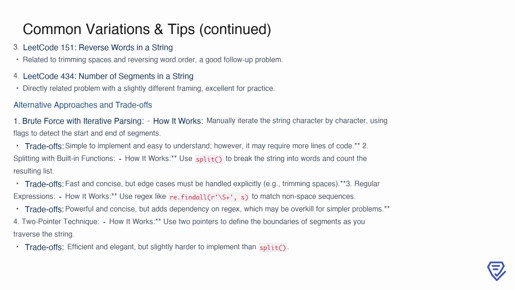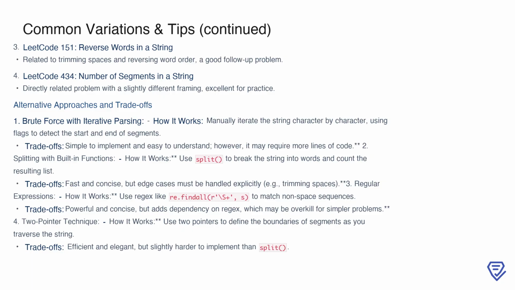Now, when considering alternative approaches, several come to mind, each with its own trade-offs. A brute force approach involves manually iterating through the string, using flags to track when a segment starts and ends. While simple to understand, this method can require more code. Alternatively, you can use built-in functions like split to break the string into words and count the segments. This approach is concise and efficient but requires careful handling of edge cases, such as trimming spaces.